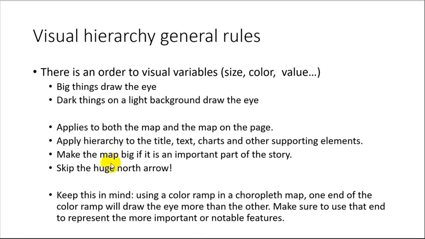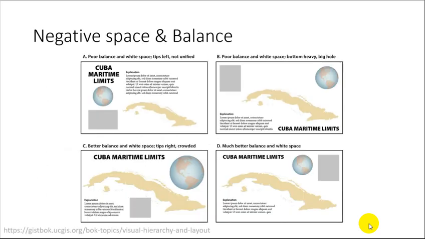North arrows. Big north arrows would be an example of not sizing things according to how important they are on the page. And then keep in mind when you're doing a choropleth map or you're doing a sequential color ramp that goes from light to dark, depending on what the base map is, one end of that spectrum is going to be higher contrast than the other. And so one end of your sequential color ramp is going to draw the eye more than the other. Make sure that you set that ramp so that you're drawing your audience's attention to the important end of the color scheme.